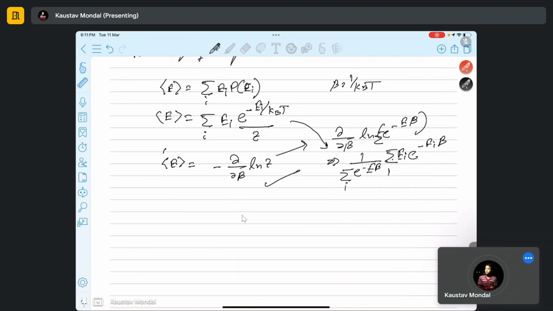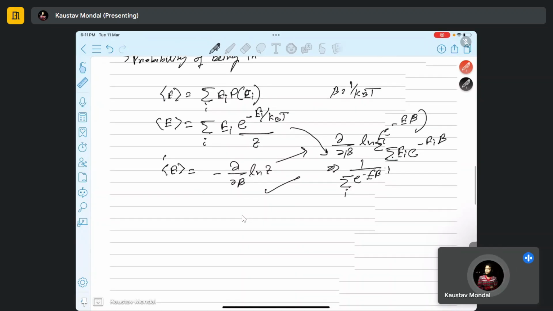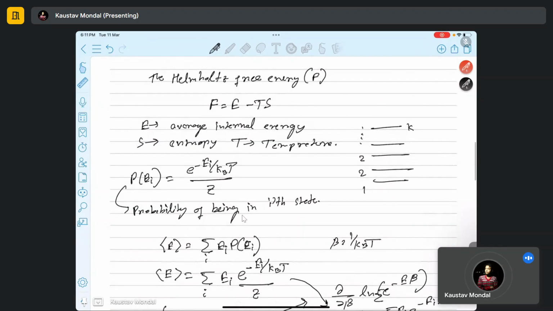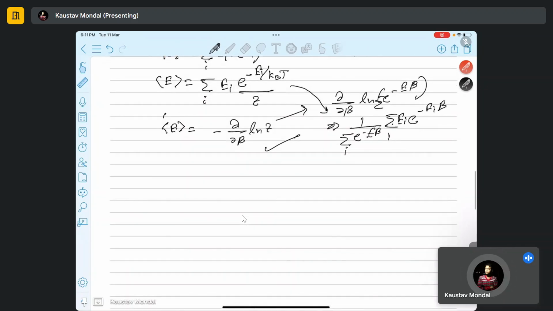So now the next step. E bar is the average energy, which is this basically. Now we know the S also. S is basically nothing but minus kB summation of P_i ln P_i. So this is basically the entropy of the system.